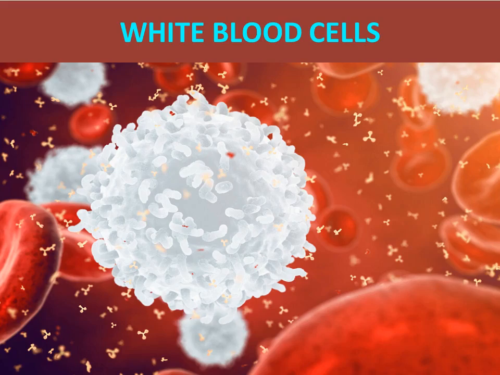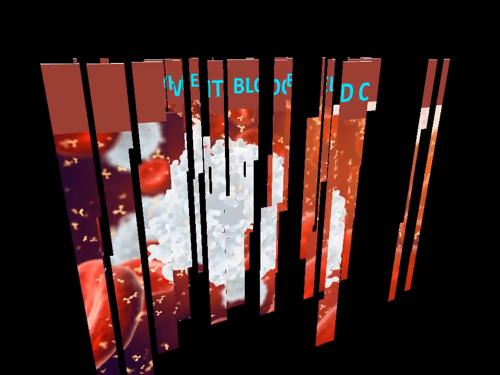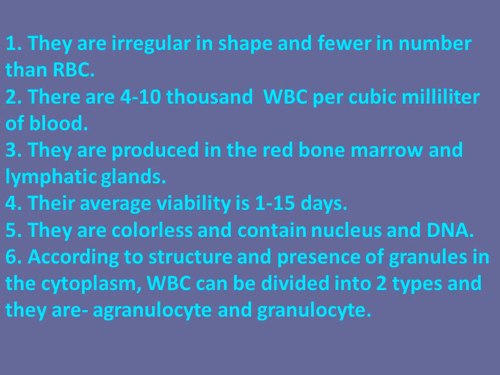White blood cells. They are irregular in shape and fewer in number than RBC. There are 4 to 10,000 WBC per cubic milliliter of blood. They are produced in the red bone marrow and lymphatic glands. Their average viability is 1 to 15 days. They are colorless and contain a nucleus and DNA.